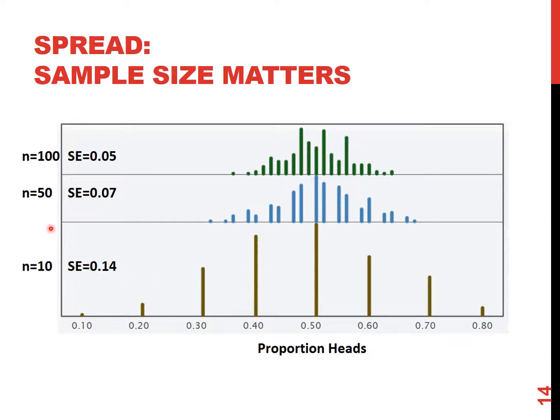When we increase the sample size to 50 coin flips per sample and calculate the proportion of heads out of 50, we can see that once again we get a relatively symmetric bell-shaped distribution that's centered at 0.5. But now there's much less spread in the distribution of statistics. The standard error has been reduced to 0.07. As we increase our sample size again from 50 to 100, you can see again we get a familiar bell-shaped distribution centered at 0.5, but now with even less spread, standard error of 0.05.